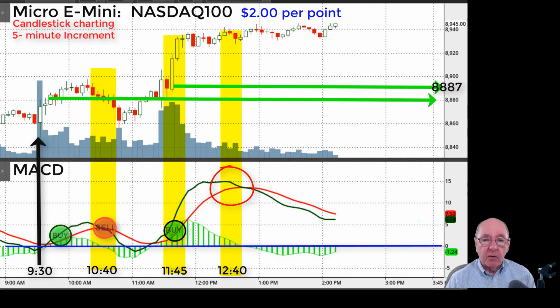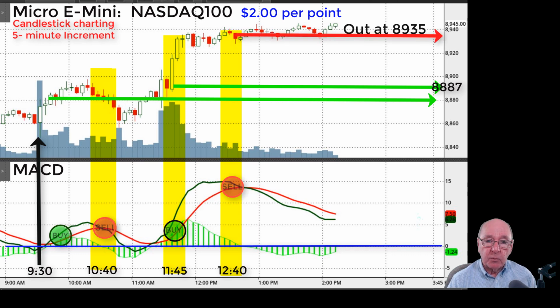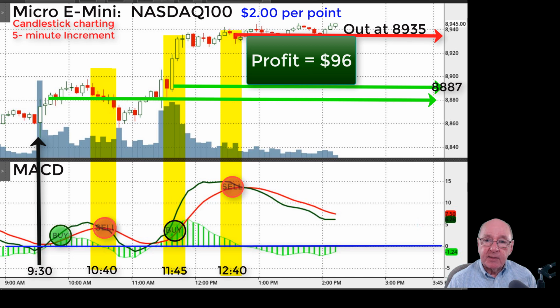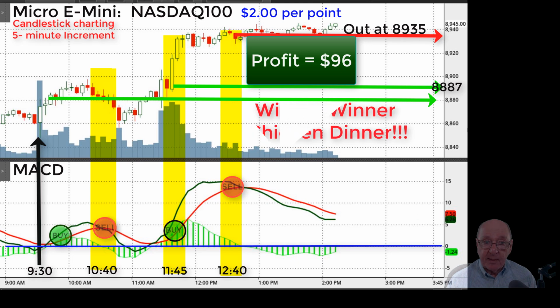But what happens is an hour almost goes by from 11:45 to 12:40, and we see the markets going nowhere fast, and we see the convergence there right under the sell button, where the green line again is converging with the red line. So we get out of the trade at 89.35. So 88.87 to 89.35, that's 35 plus 13. That's a gain of 48 points, which at $2 a point is $96. Not a bad trade at all.